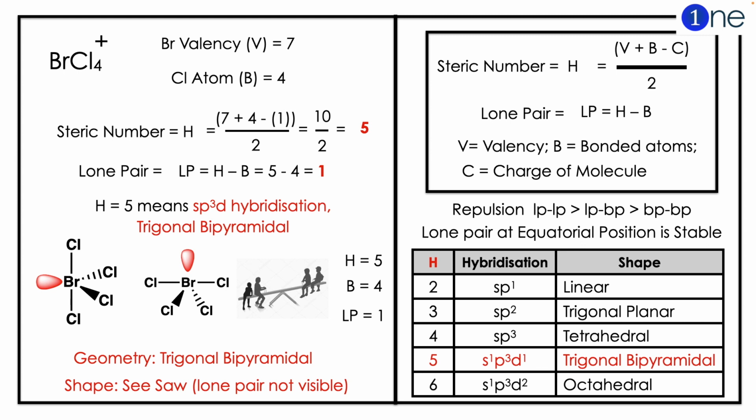But you have one lone pair in the system. The lone pair comes in the equatorial position. So if you look at the real 3D structure, the structure will be seesaw, because we don't count the lone pair since it is not visible. So the shape of the BrCl4+ cation is seesaw structure.